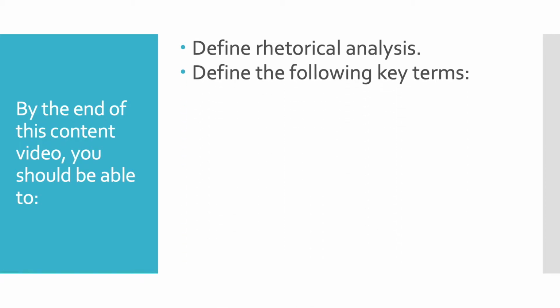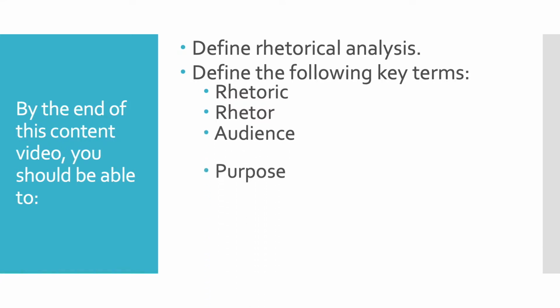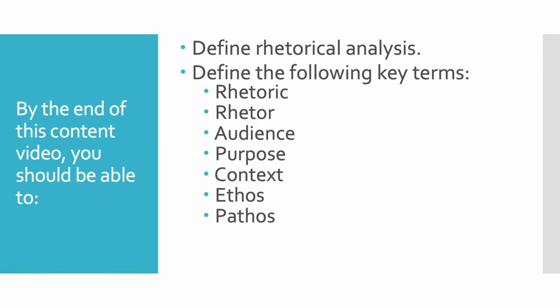As with any of the content videos or any of the learning that we do, we want to set some goals. So by the end of this content video, you should be able to define rhetorical analysis. You should also be able to define some of the key terms that we're going to use, not only for this particular essay, but for the writing that we will do throughout our semester. The first one is rhetoric, then rhetor, audience, purpose, context, ethos, pathos, and logos. So these are the terms that you should be able to define.